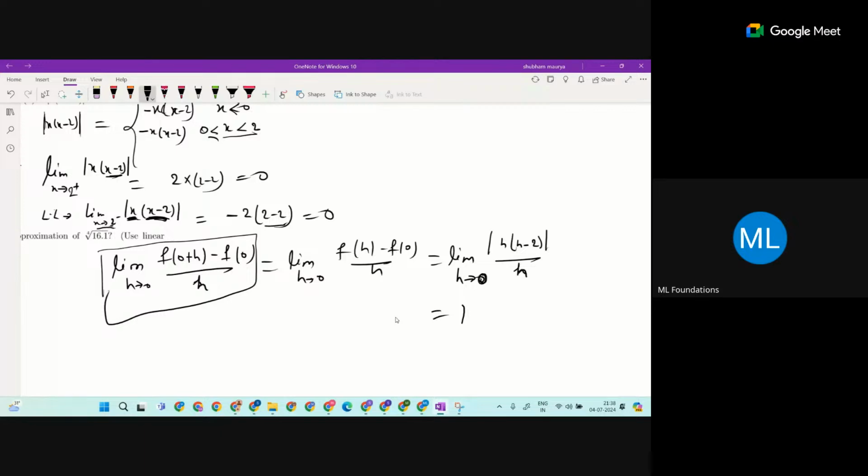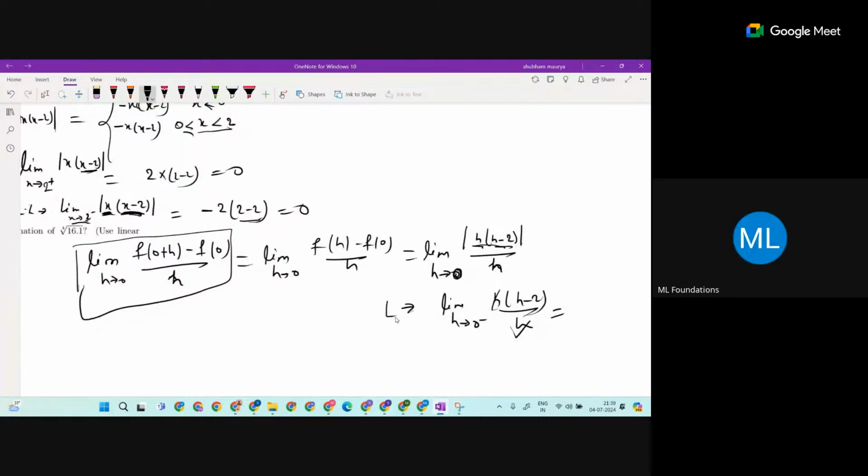If you do it for the left one, so limit h goes to 0 means here 0 negative. In the case of 0 negative, what is going to be this? For h minus 2, this is negative, and the mod of a negative becomes positive, so just writing minus h into h minus 2. Upon h is there, so you get minus 2.